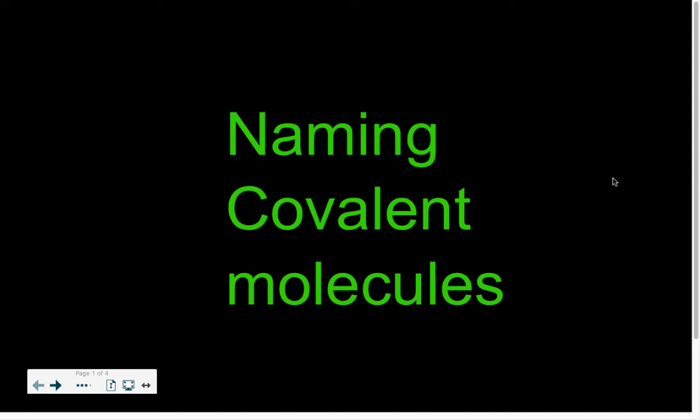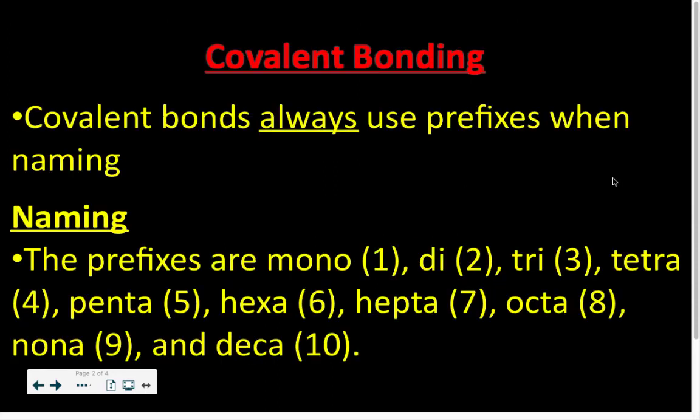This is going to be a short video about naming covalent molecules. From last time, you know that covalent molecules are between two non-metal elements. And why this is so important is that in order to name things correctly, you have to identify the bonding type. So make sure you know that covalent bonding is between two non-metals. And the rule of naming covalent bonds is that they always use prefixes.